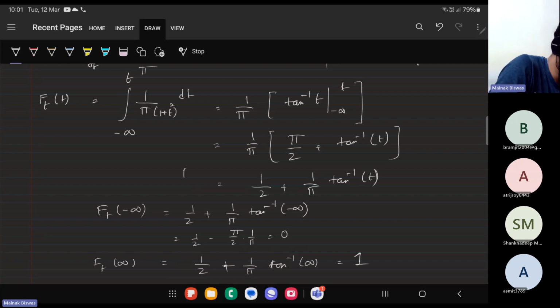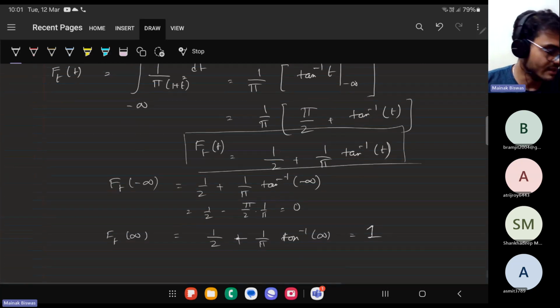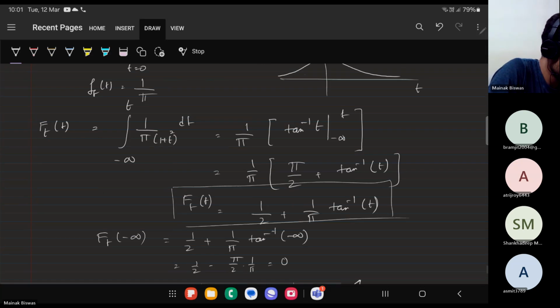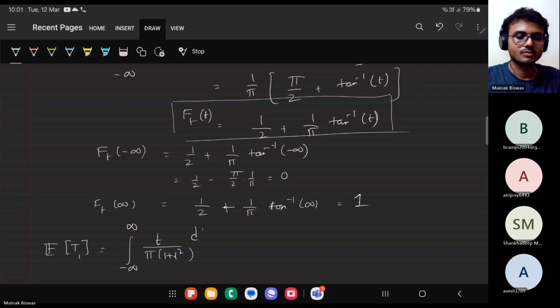This is my CDF. So when I cannot find my CDF, I did the differentiation, found the PDF, and then found the CDF. One last thing, let us see, is what is the expected value of T1? So it's minus infinity to infinity of t times 1 by pi times 1 plus t square. Yes or no? Correct? Yes.